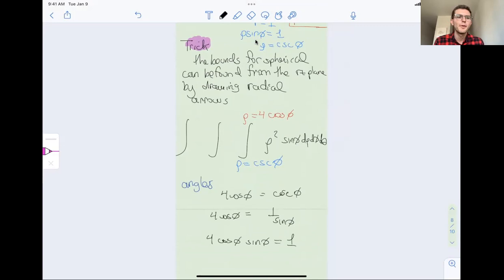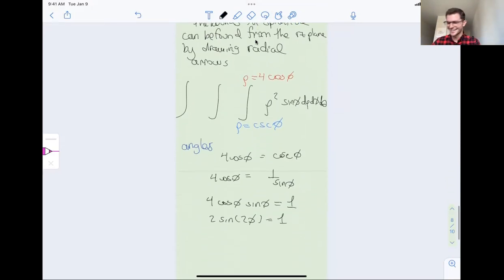I don't know if anyone remembers what cosine times sine is. Does anyone remember that this is sine of 2 phi? Oh, I just said it. So sine of 2 phi equals 1/2. And when is the sine of 2 phi equal to 1/2?